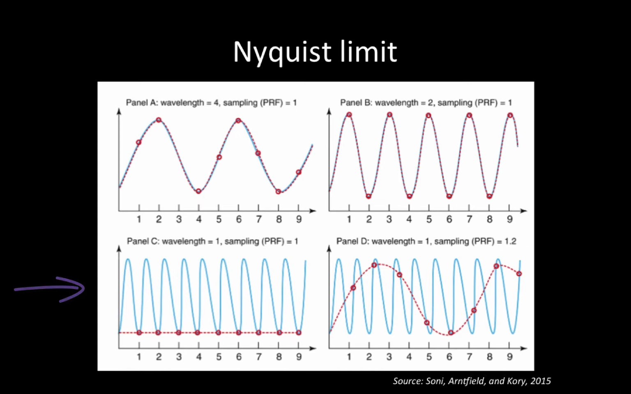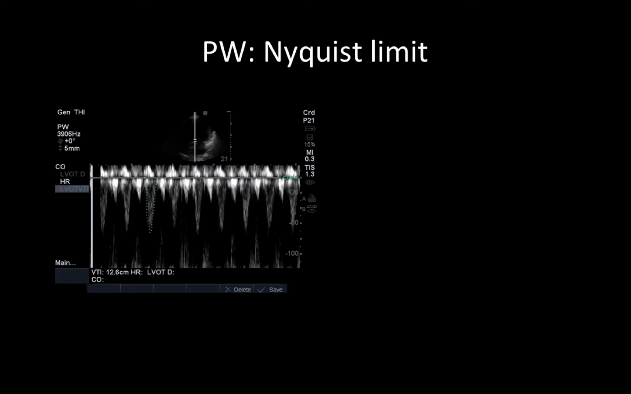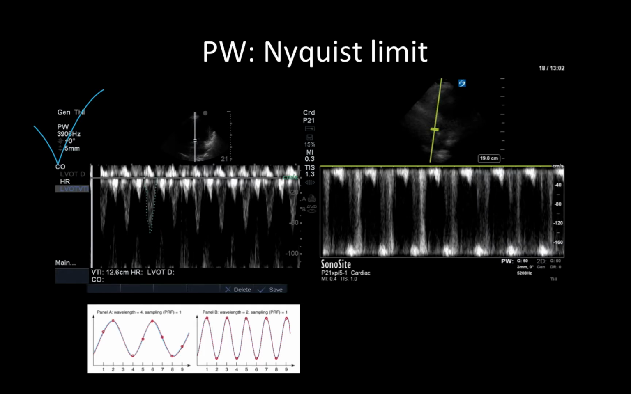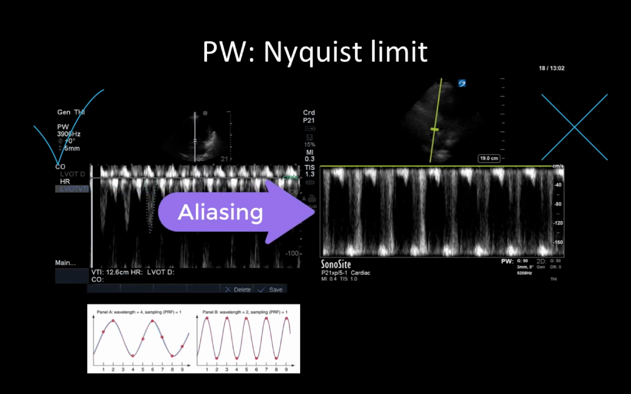So here we have an example of a PW tracing where the blood velocity is within the Nyquist limit. We're able to trace and interpret this waveform, and it would correspond to panels A or B in the previous graphic. In contrast, we see now on screen right an example of the spectral Doppler tracing where the velocity of blood flow exceeds the Nyquist limit. What we get here is an ambiguous signal with no clear velocity waveform that is uninterpretable and can't be measured or quantified using PW. And this is called aliasing.